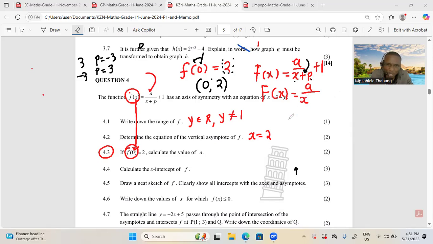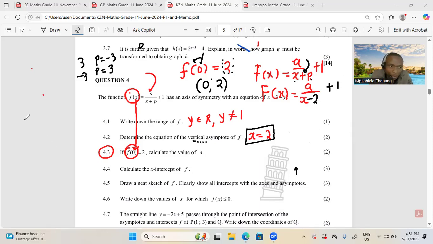How do I know? Because I know that the x asymptote is 2. On 4.2, we found the x asymptote being 2. Remember, the vertical asymptote is the x asymptote. The x asymptote is 2. It means that the value of p is going to be negative 2. So we're going to have x plus negative 2, plus 1.